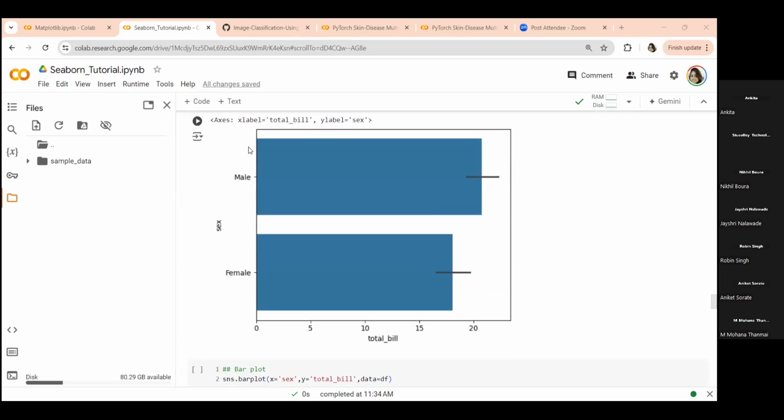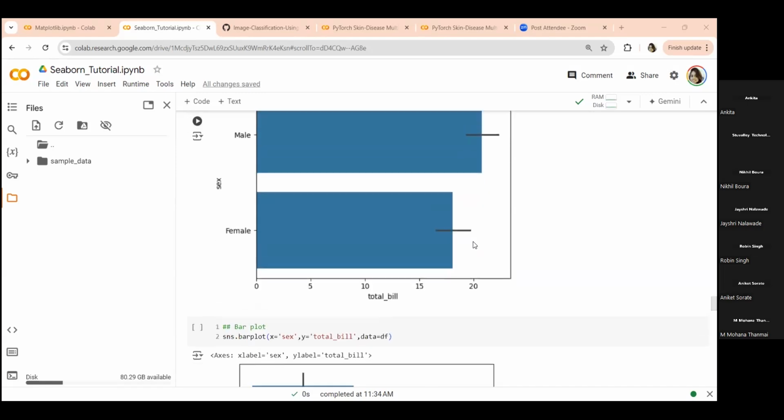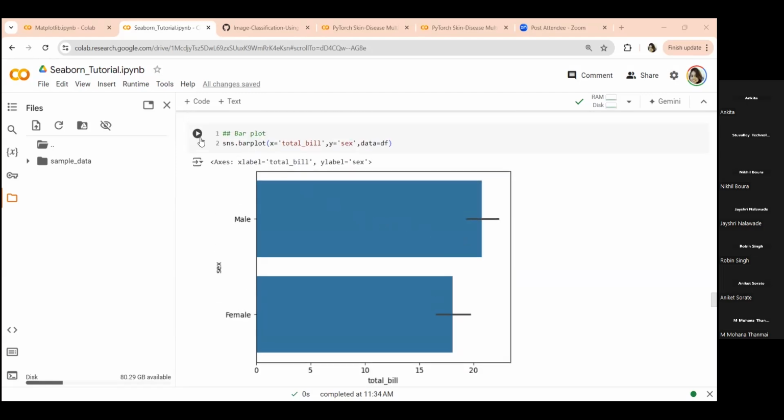Here the y-axis represents the sex feature, and the x-axis represents the total bill feature. Okay, so this represents the number of females who paid the total bill. This is the number of males who paid the total bill. So for that we have to use the bar plot, because here we are comparing with one categorical feature.